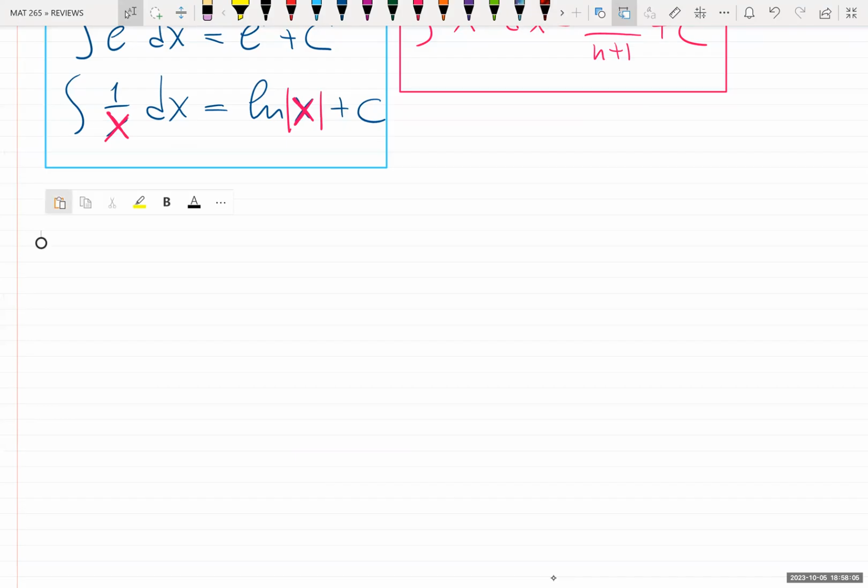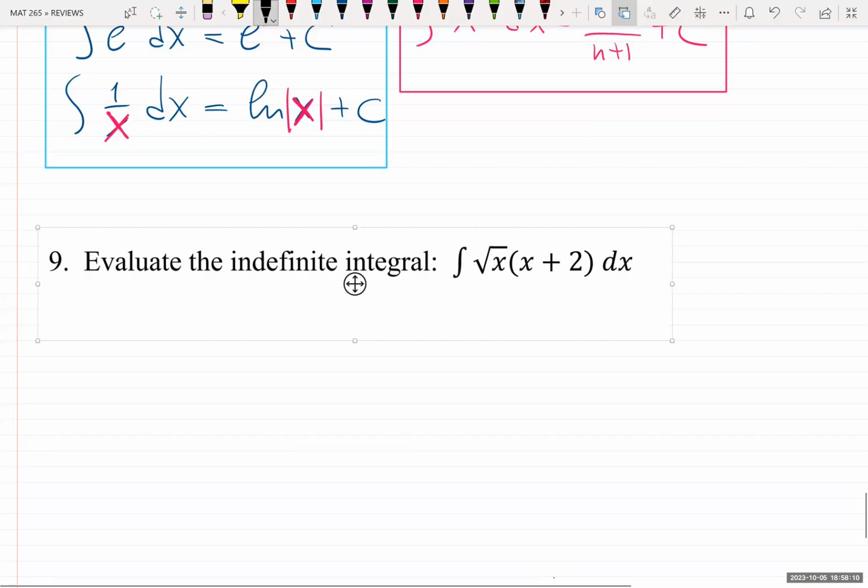How to integrate stuff like this. That's algebra, your favorite part. If you are bad at algebra, which many of us are, don't be upset.